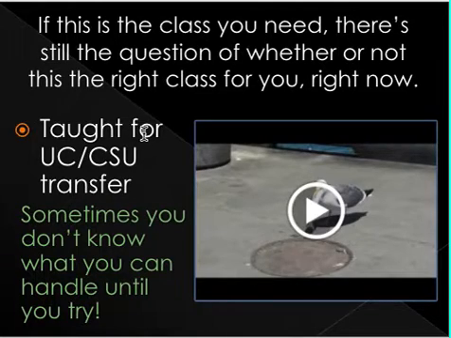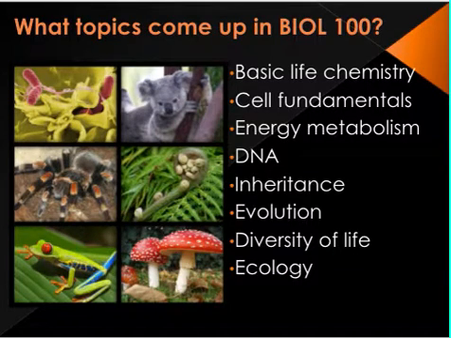So if you are in the correct class for Bio 100, then we are going to cover some very basic topics. This is UC and CSU transferable. So come in with a positive attitude, even if you haven't been successful in science in the past. I believe that you'll do well in this course as long as you keep up with your assignments.